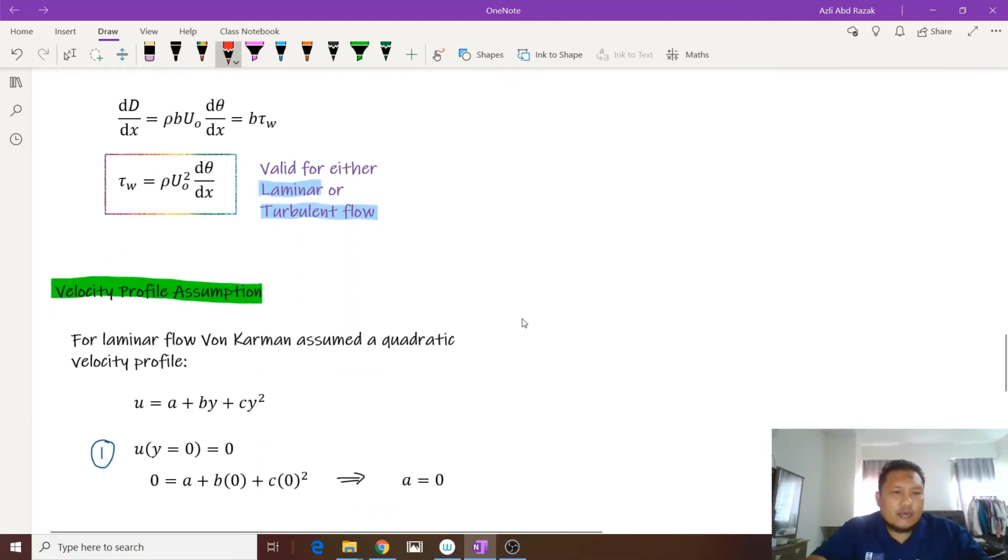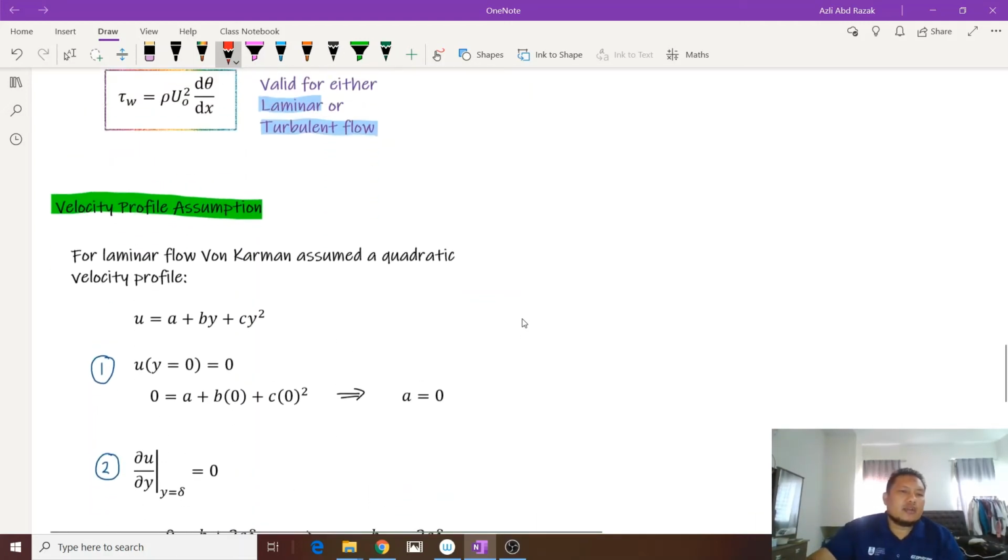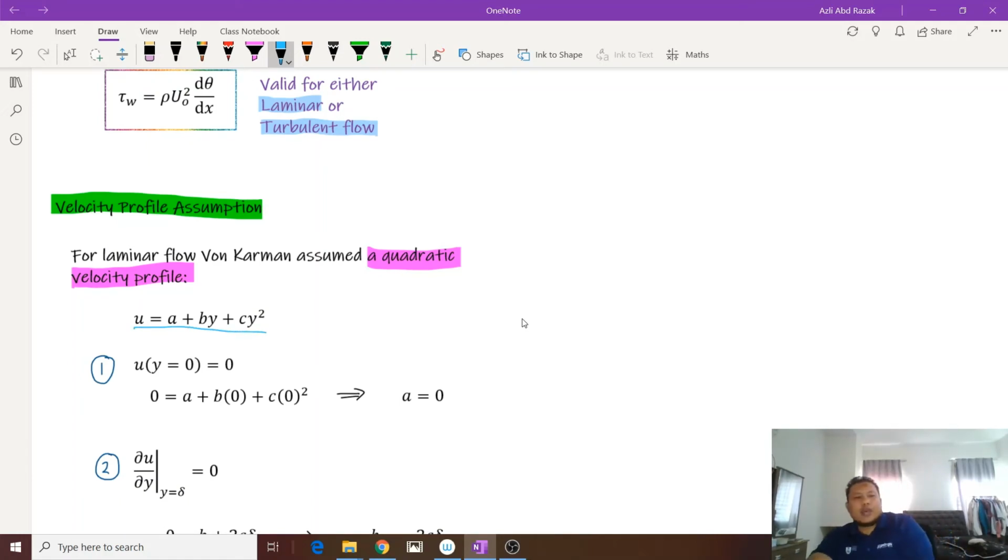Alright, the velocity profile. Now we go to the assumptions of the velocity profile. We cannot get the exact one using von Karman; we can only assume the velocity profile and get approximations. For laminar flow, von Karman assumes a quadratic velocity profile, given by these equations: u equals a plus by plus cy squared.